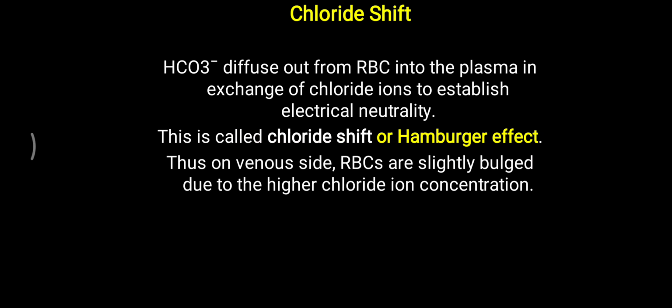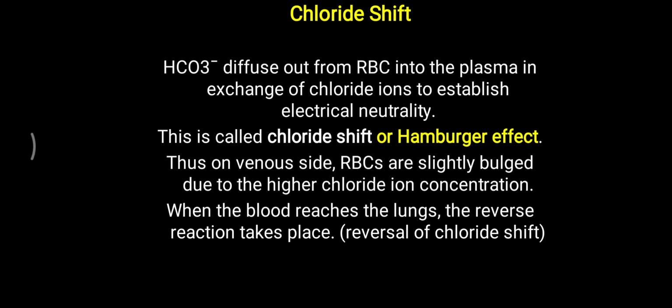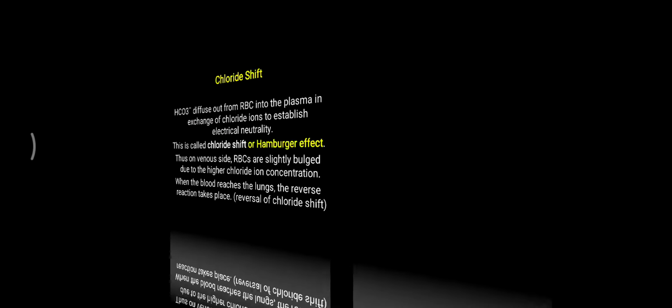So thus on the venous side, RBCs are slightly bulged due to higher chloride shifting inside the red blood cell, as more and more chloride goes inside the red blood cell, these red blood cells are bulged. Further, when this blood reaches the lung, this deoxyhemoglobin will again get the oxygen, so the reverse effect will take place, and for the release of the carbon dioxide, the reverse chloride shift will occur. So that in detail we have already discussed in acid base disorder. So particularly you have to remember chloride shift. So this chloride shift is also related with the transportation of carbon dioxide and oxygen release in relation to the oxygen dissociation curve. Now one more factor, that is temperature.